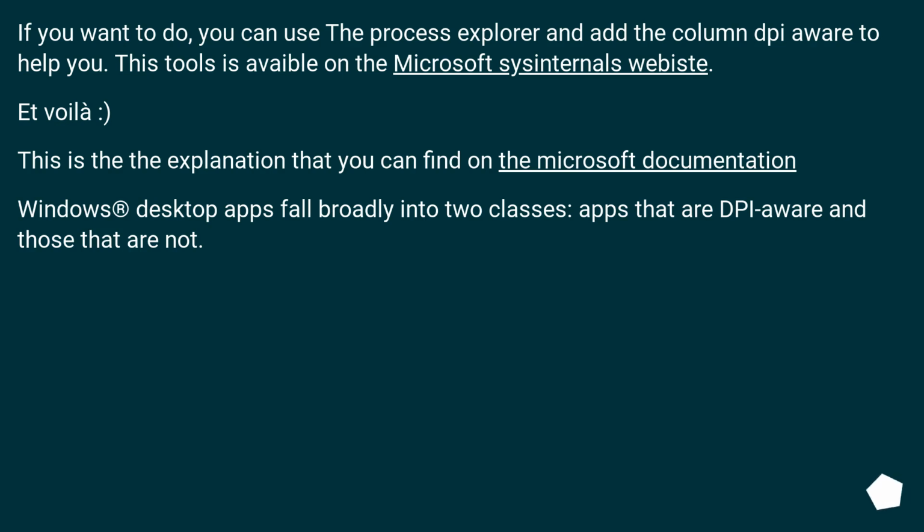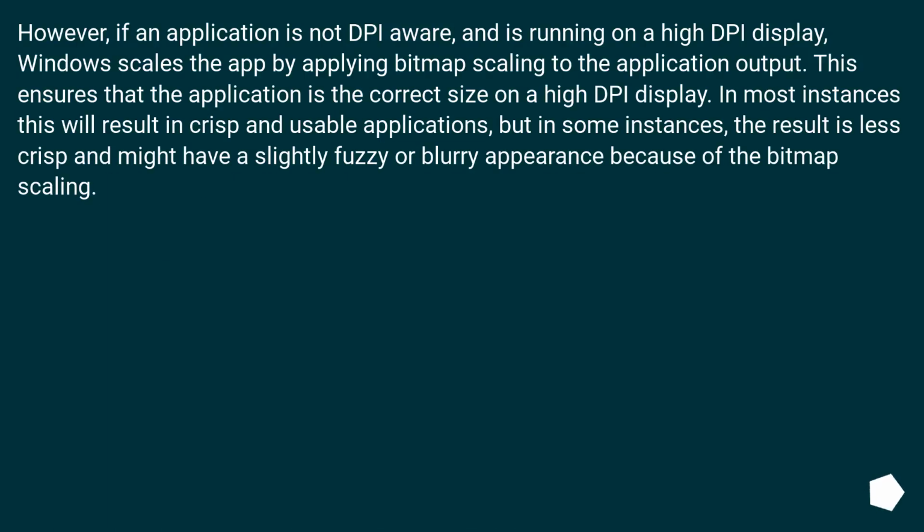Windows desktop apps fall broadly into two classes: apps that are DPI aware and those that are not. However, if an application is not DPI aware and is running on a high DPI display, Windows scales the app by applying bitmap scaling to the application output. This ensures that the application is the correct size on a high DPI display. In most instances, this will result in crisp and usable applications, but in some instances, the result is less crisp and might have a slightly fuzzy or blurry appearance because of the bitmap scaling.